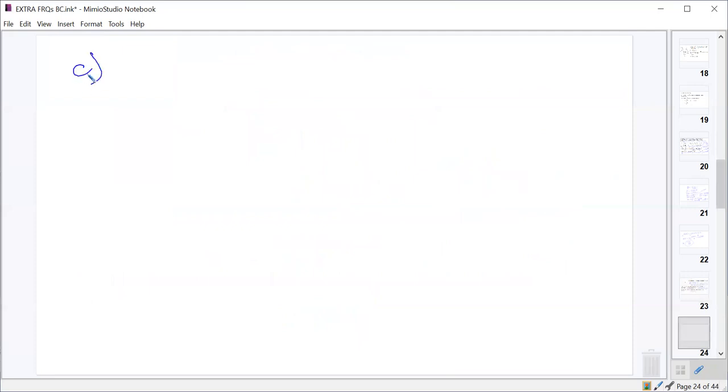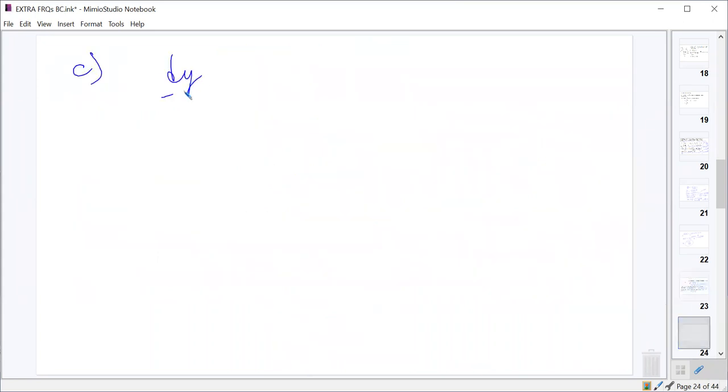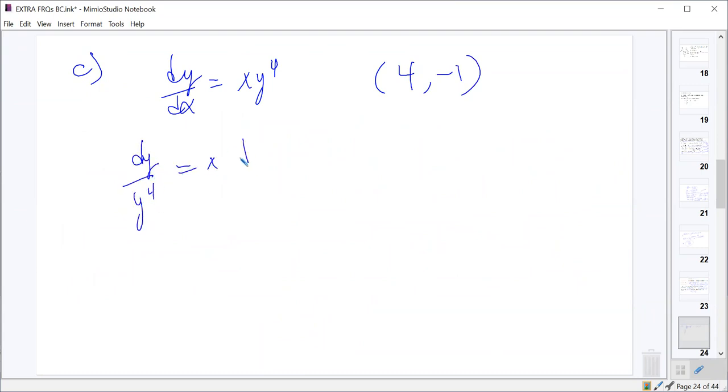So part C, this is a good one for us to do because it makes us solve this differential equation, which is a possibility. So we're solving the differential equation with the point (4, -1). So dy/dx is xy to the fourth. And the point we're plugging in as our initial condition is (4, -1). So we get dy over y to the fourth is x dx.